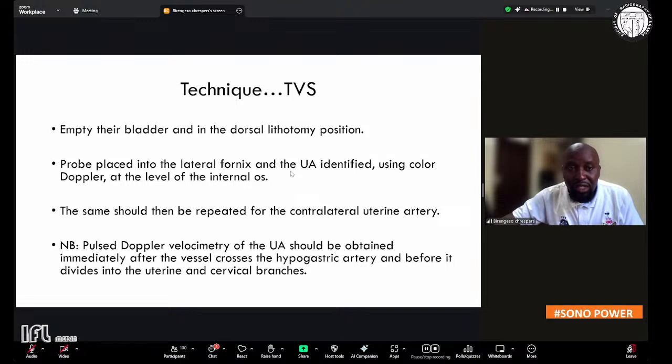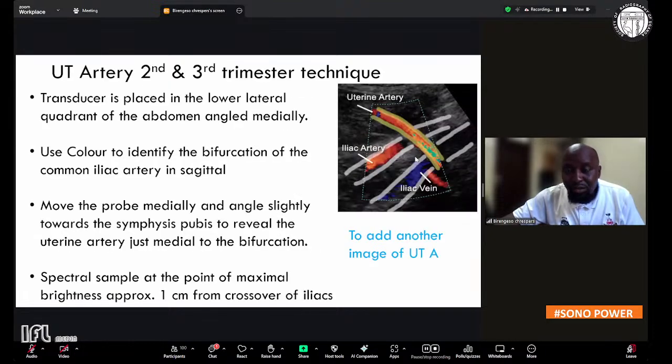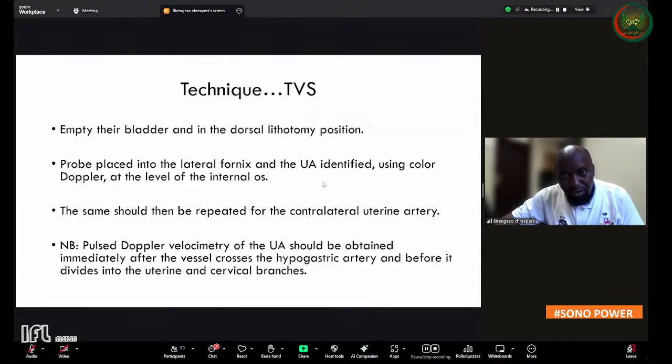The transvaginal technique, we still empty the bladder and the patient is in dorsolithotomy position. Probe is placed in the lateral fornix and the uterine artery is identified using color Doppler at the level of the internal os. And after that, we still follow to see where it is. We put color, and then we optimize, and then we sample and get the Doppler spectrum.